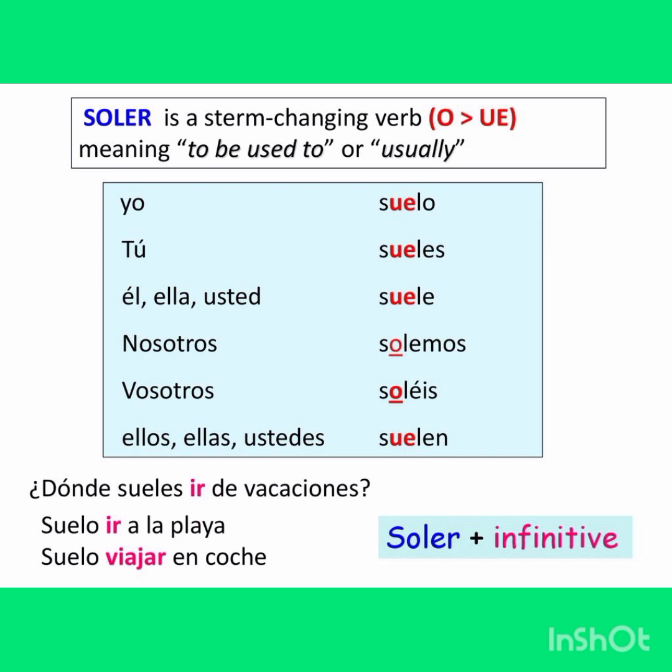Question for you. ¿Dónde sueles ir de vacaciones? Responses. Suelo ir a la playa or suelo viajar en coche. Please take note of the two infinitive verbs used in the sentences to respond. Ir, which means to go, and viajar, which means to travel.